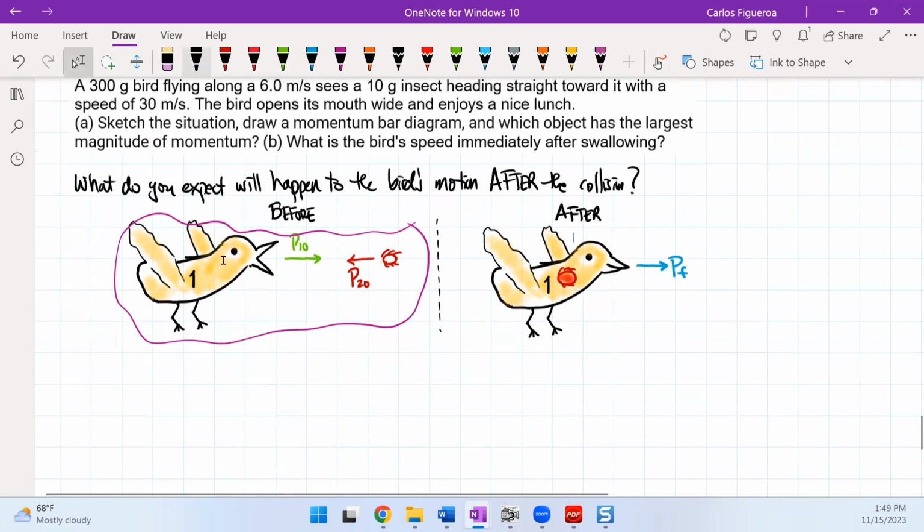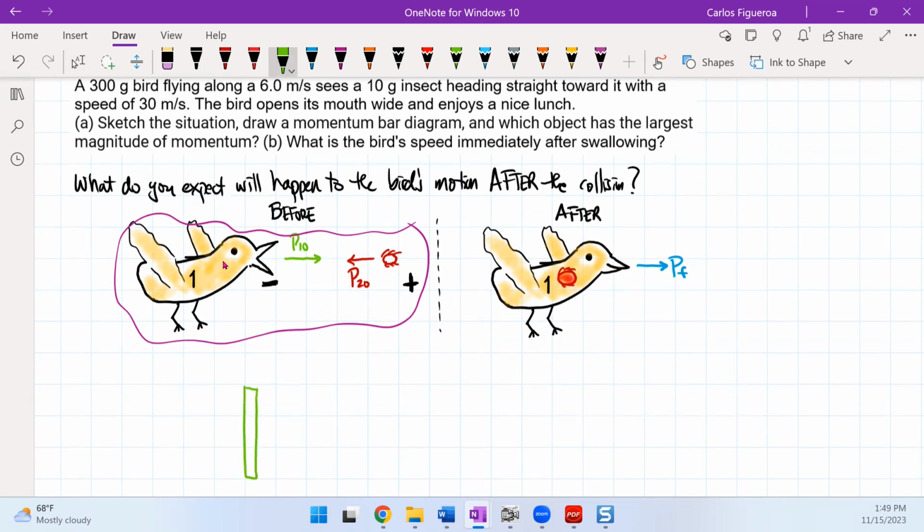Well, I got to pick my direction. So I'm going to say that my positive direction is to the right, and my negative direction is to the left. So a momentum bar diagram tells me that I would expect a big share of the momentum stays with the bird.